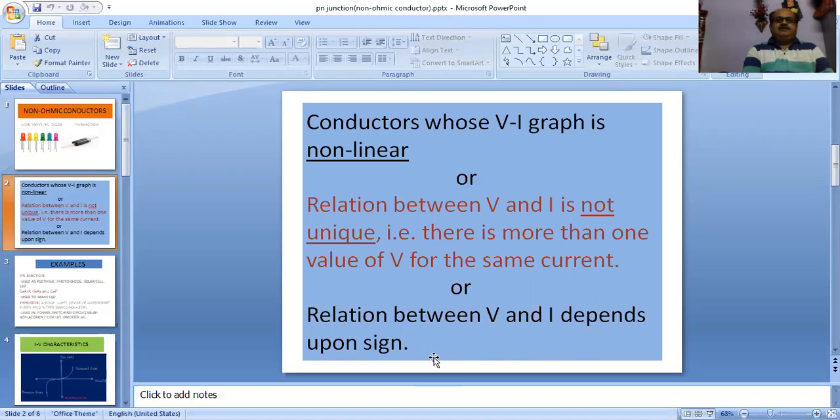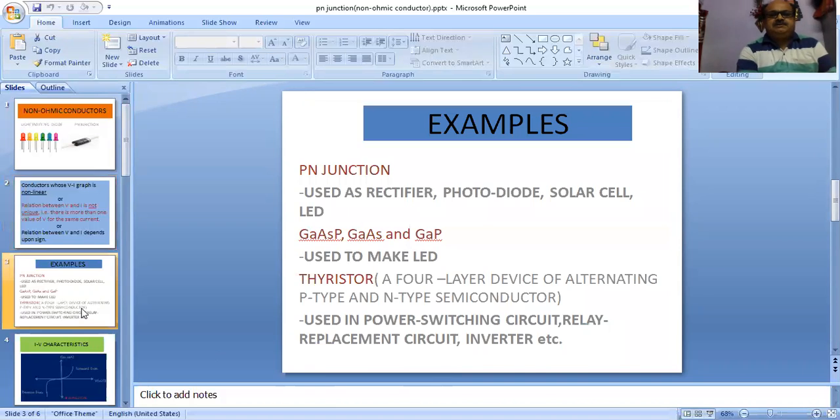If the direction of current in the circuit is changed, then for the same value of V, I may differ, or for the same value of I, V differs. Let us see some examples.